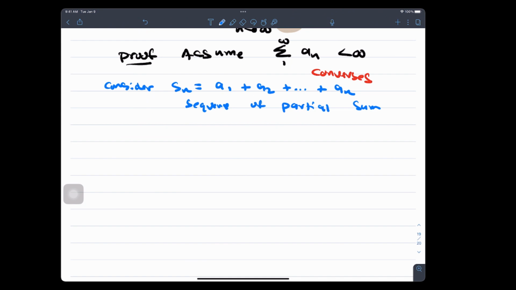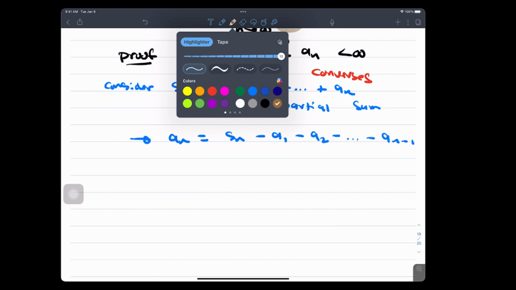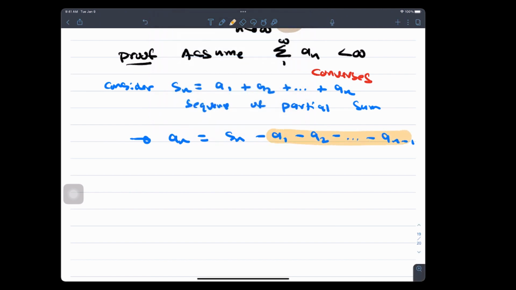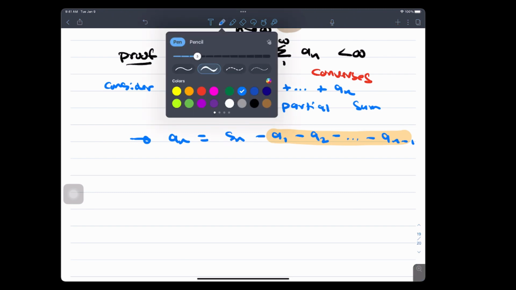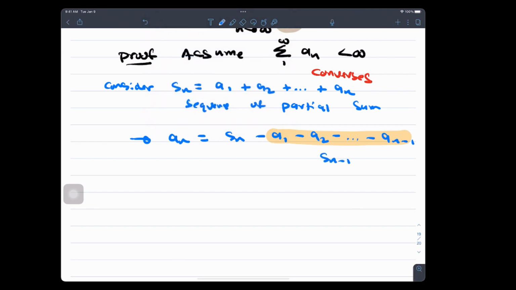I'm going to do a little bit of algebra. Then this implies that an is Sn minus a1 minus a2 all the way up to minus an minus 1. I want you to focus on the meaning of this. What is this? That's the sum of the first n minus 1 terms. So this is Sn minus 1. So what I'm saying is an is Sn minus Sn minus 1. You get that an.